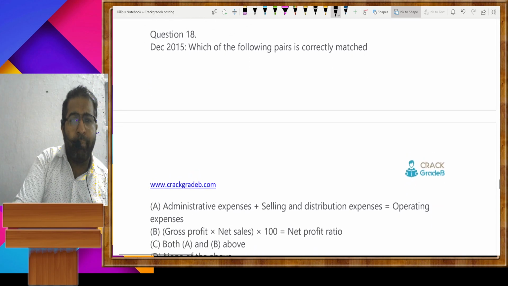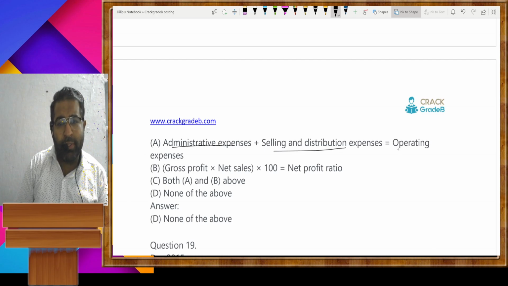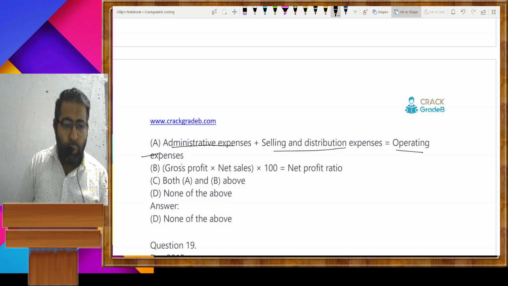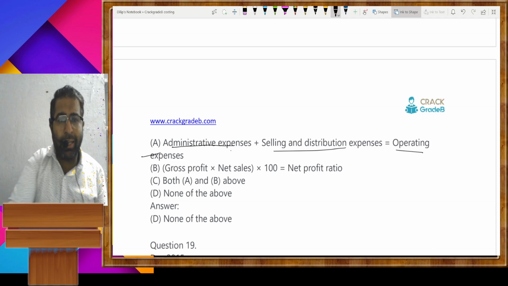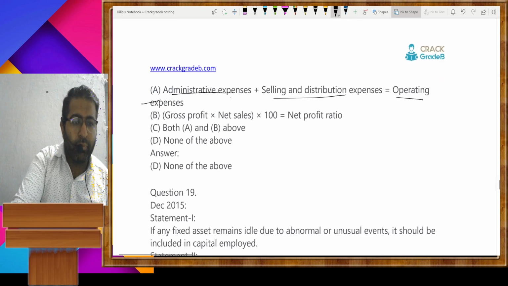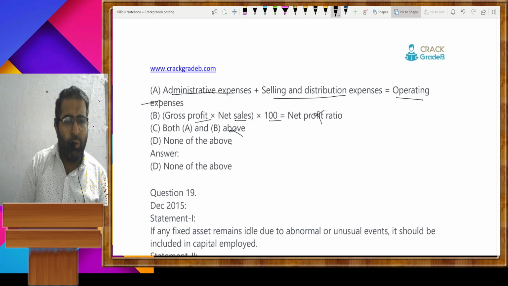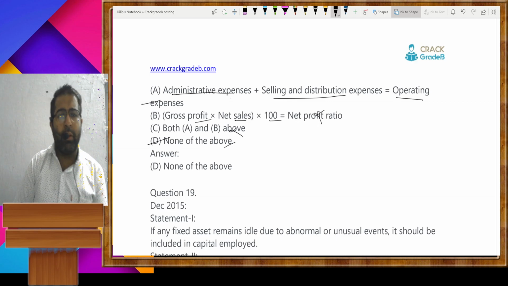Which of the pairs is correctly matched? Administration expenses plus selling and distribution expenses is operating expenses, right? Is it right or not? Correctly matched, it is not right. Gross profit into net sales into 100 is net profit, no. Both A and B, no. None of the above. So answer is none of the above.